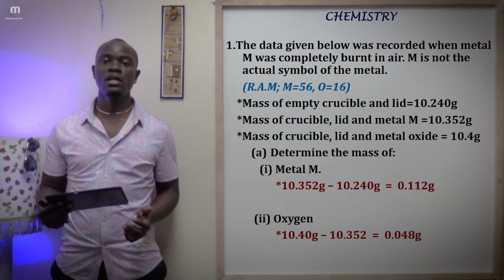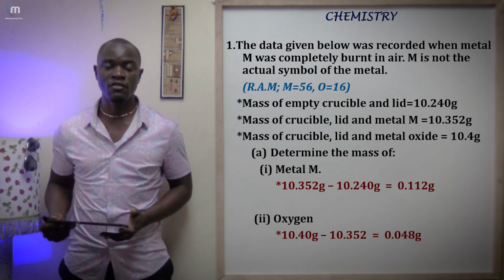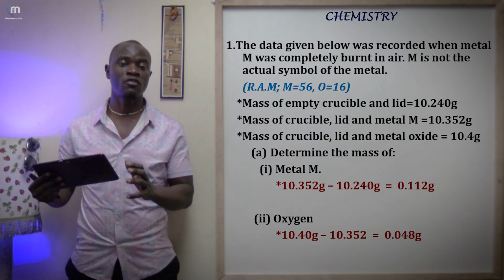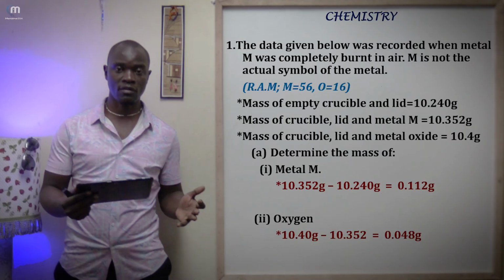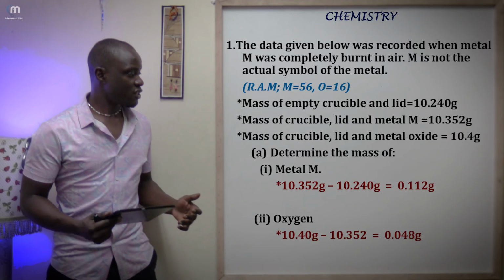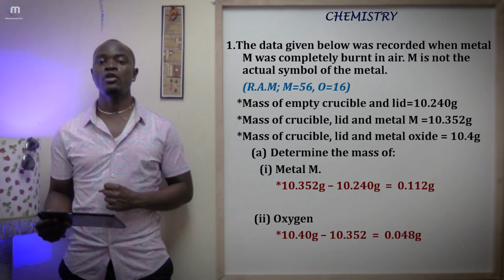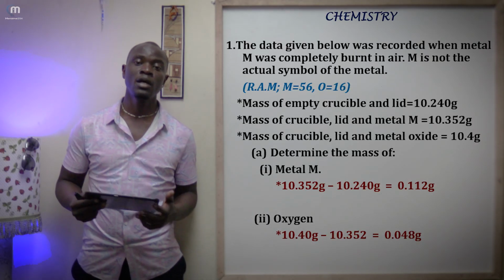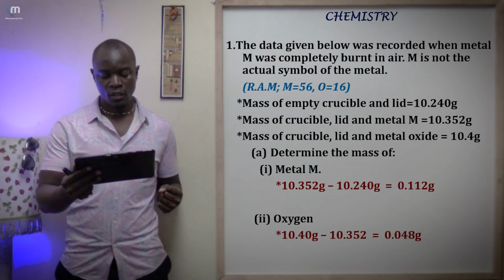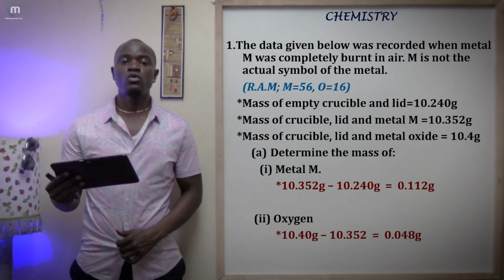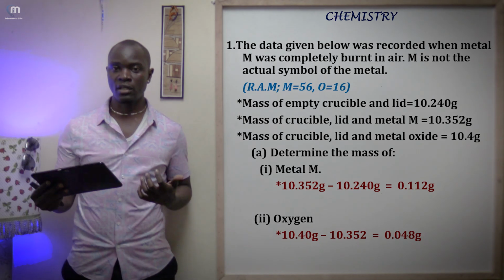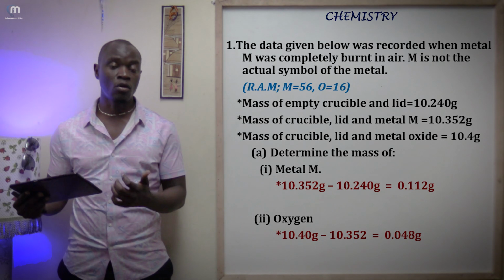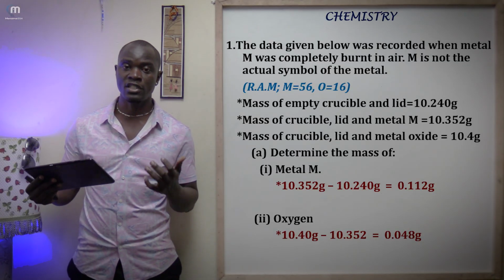So you are going to say 10.352 minus 10.24. If you do this, you only get the mass of the metal M without the crucible. If we subtract correctly, the mass is 0.112 grams, and that is the mass of this metal M. In Roman 2, we are told to determine the mass of oxygen. Remember, it's not oxygen gas.